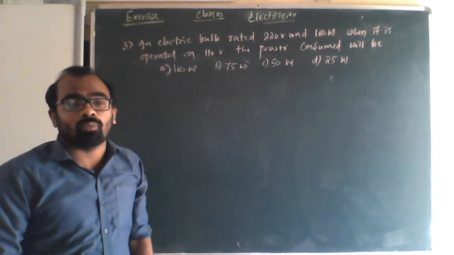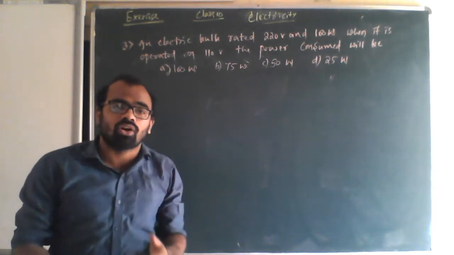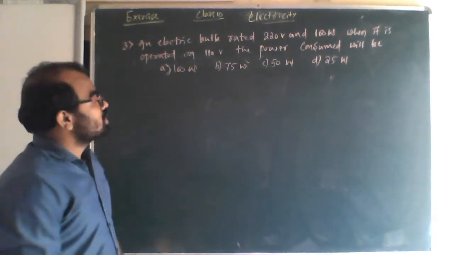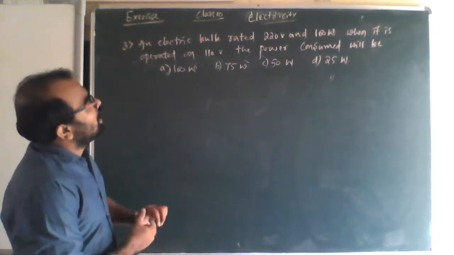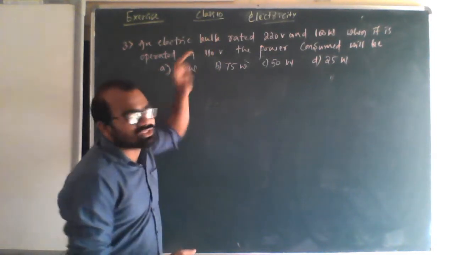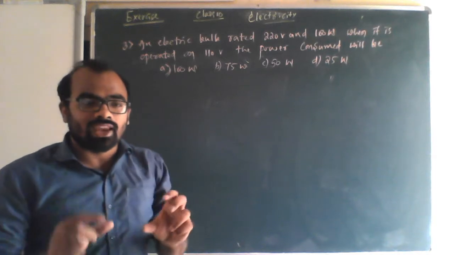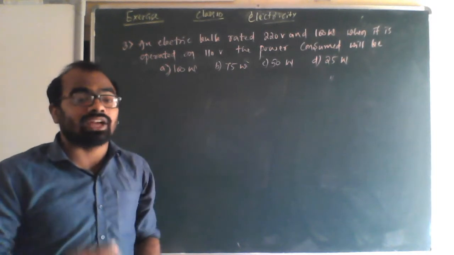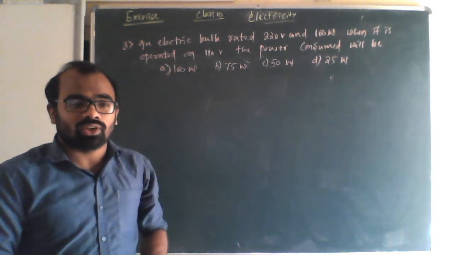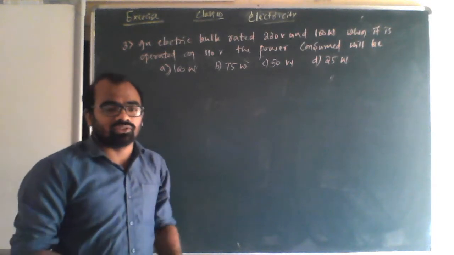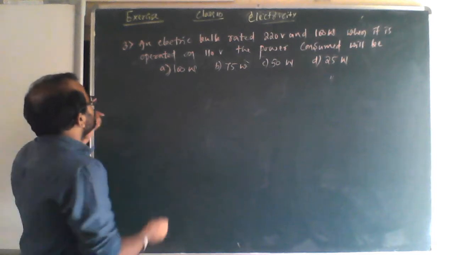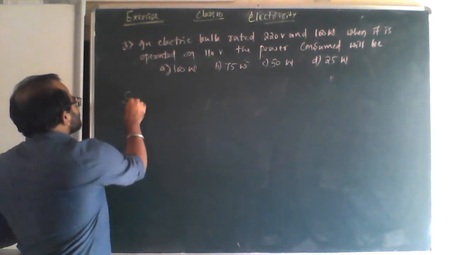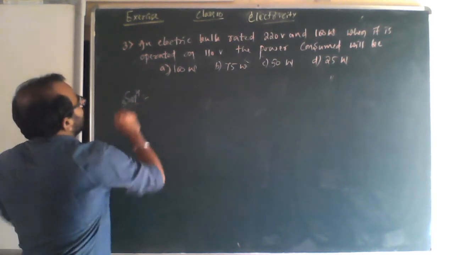For that we have the proper formula. Okay, we have to go formula wise. So what we have to do for that? First we have to find out the resistance of the electric bulb. That is fixed, okay, it cannot be changed. The resistance of the electric bulb cannot be changed. So we'll first find out the resistance of the electric bulb.